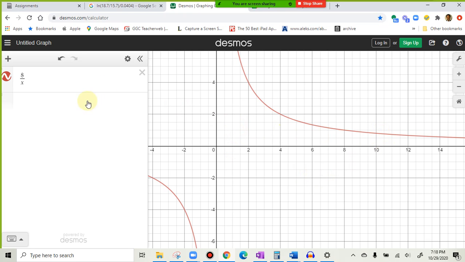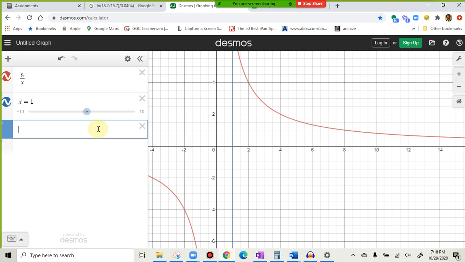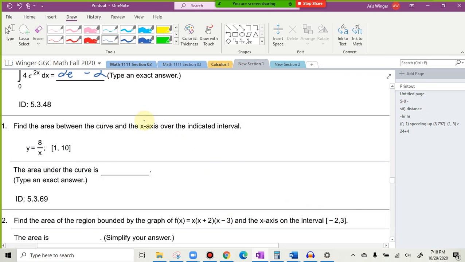From here, x equals 1. And then x equals 10. Right? So the area between those two lines. Let's figure out what that area is. Of course, that means we want the integral from 1 to 10 of 8 over x.